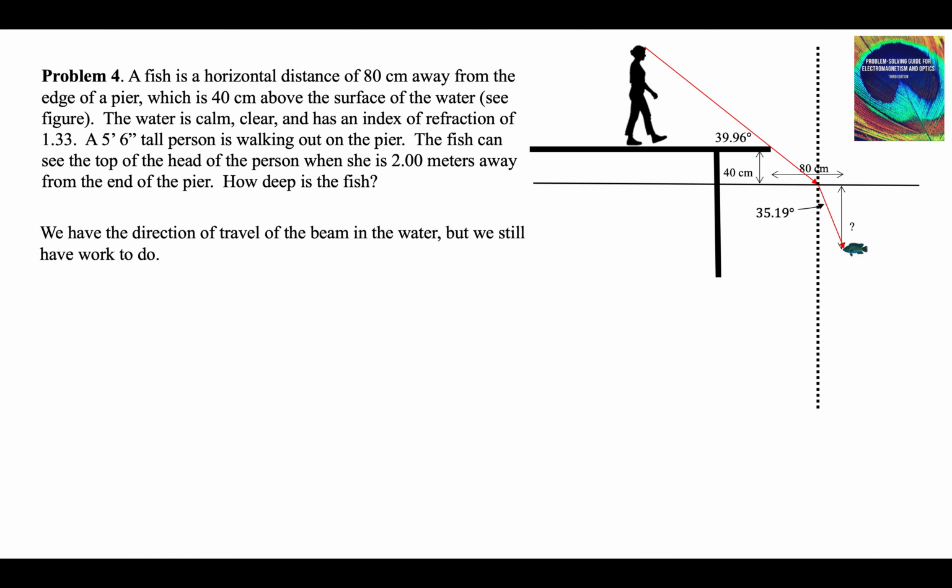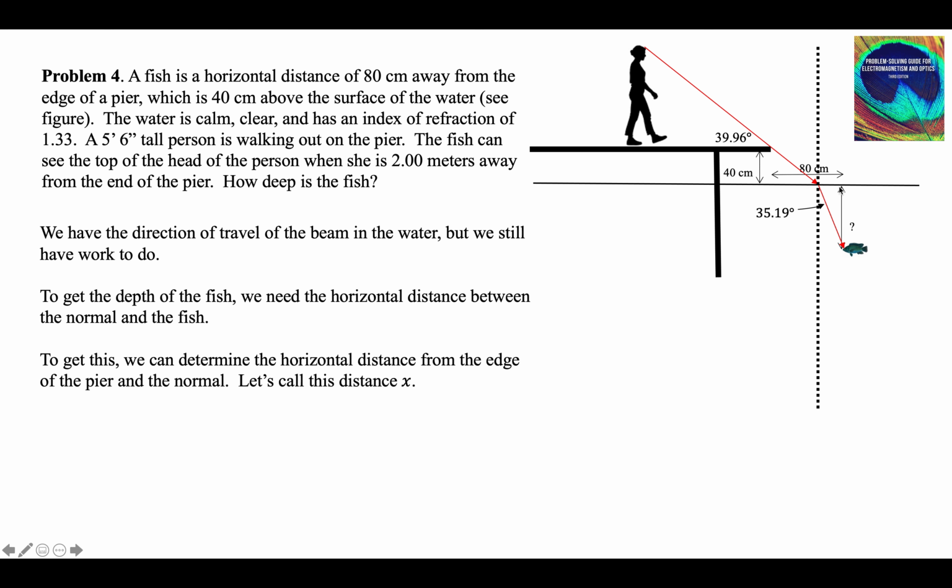We still have some work to do. We got the angle of travel of the beam in the water. To get the depth of the fish, we need this horizontal distance, the horizontal distance between the normal and the fish. To get this, we're going to get the horizontal distance between the edge of the pier and the normal. Let's call this distance x. If we know x, we can subtract it from 80 centimeters to get the distance we need.